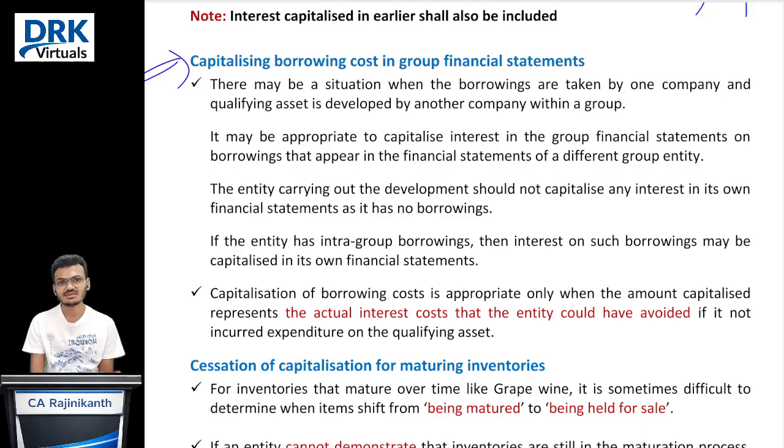However, if the parent company has not taken any loan from an outside bank, and the parent company gives a loan from its own funds to the subsidiary, and the subsidiary is constructing a qualifying asset, in that case, in the subsidiary company's separate financial statements, you can capitalize. However, in the group financial statements, intercompany transactions are eliminated, correct? So there is no loan, no interest, no capitalization.